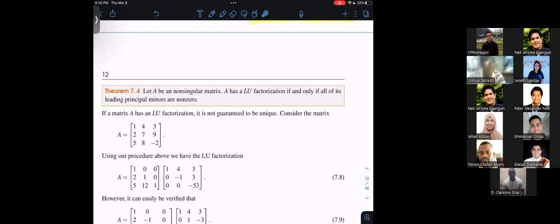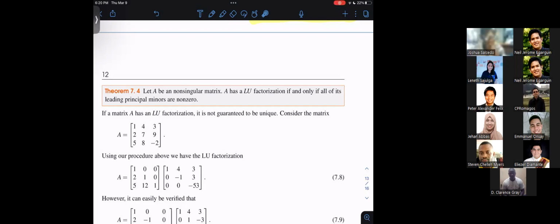Yes, Christian, you have a question? Yeah, sir. So we found here that doing the LU factorization is expensive, but at the same time, figuring out if it can be factorized is also expensive. So is it worthwhile checking the existence, or just letting the computer run it and figure out if an error will come out later on? Yeah, good point, Christian.